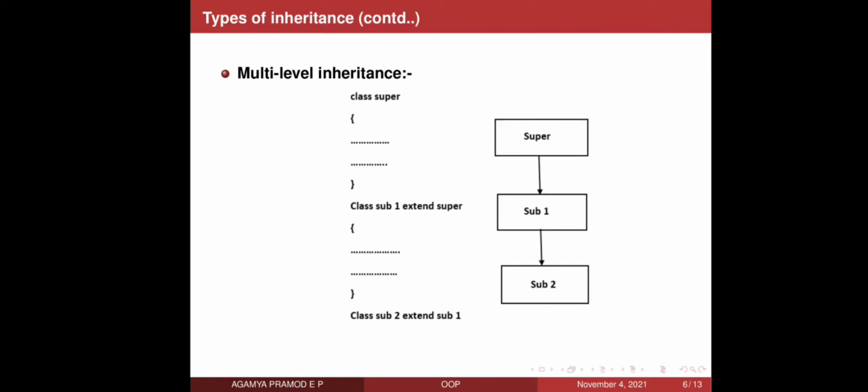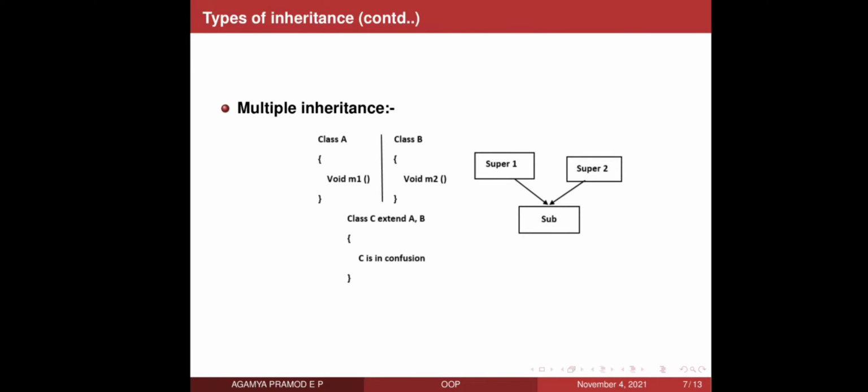And multi-level inheritance. In multi-level inheritance, there is one superclass and a chain of subclasses. So this is the superclass and this is subclass 1 and this is subclass 2. So subclass 1 uses the extends keyword and it accesses the properties of the superclass. And this is subclass 2, which uses the extends keyword and it accesses the properties of subclass 1.